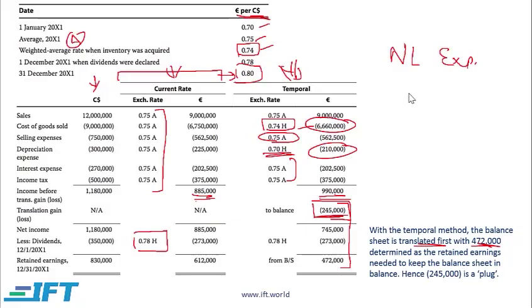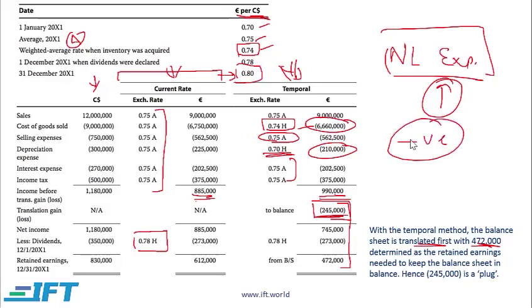We also know that the foreign currency strengthened. So the Canadian dollar went up in value. If the Canadian dollar or the foreign currency goes up and we have a net liability exposure, then that is a negative because this means more of an exposure. Higher exchange rate, more of an exposure means that there is a translation loss, and that's why we have a negative over here.